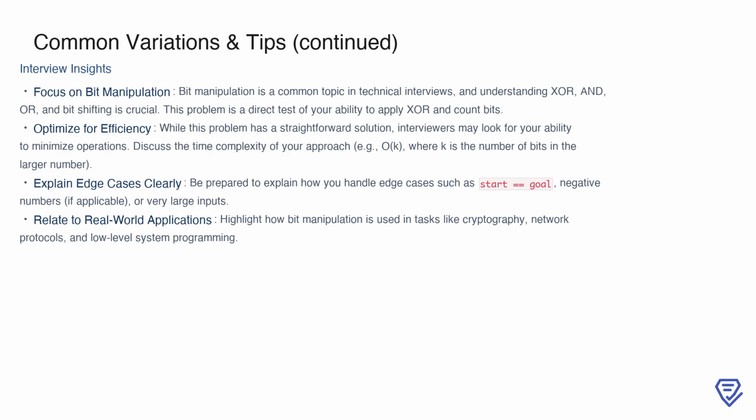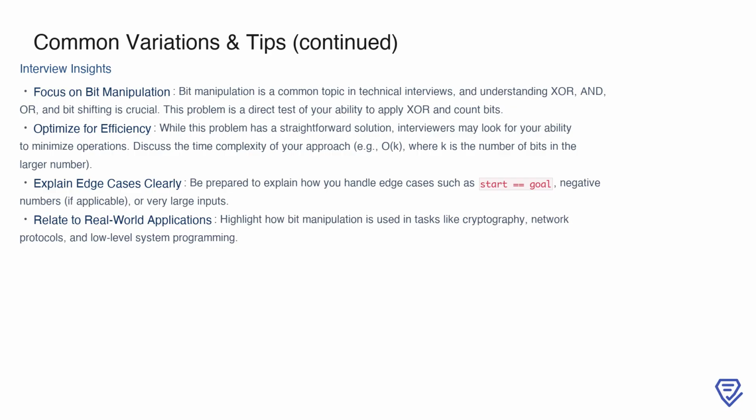In an interview setting, this problem provides a great opportunity to showcase your understanding of bit manipulation. Operations like XOR, AND, OR, and bit shifting are fundamental skills that interviewers often test. The key here is to demonstrate how XOR can be used both to identify differing bits and to streamline the process of counting them. Efficiency is another important consideration.